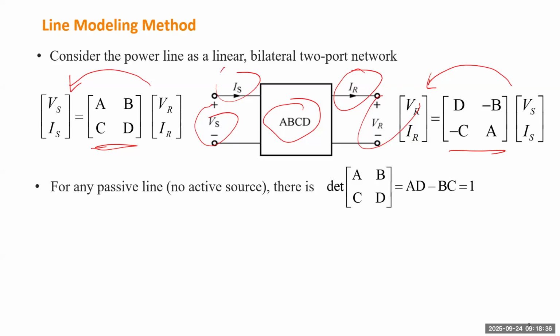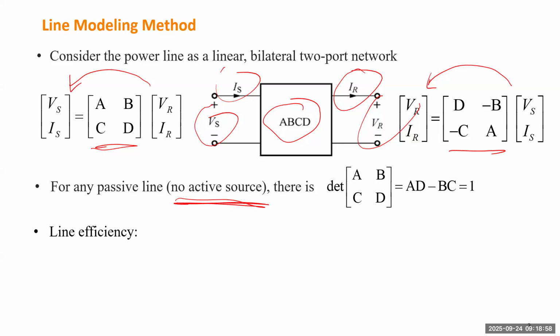That will be true for all the line models in this lecture, because we don't assume any active source inside of this box. If you do have a source in the network, you need to exclude this source outside of the network. You only focus on the lines without any internal source.